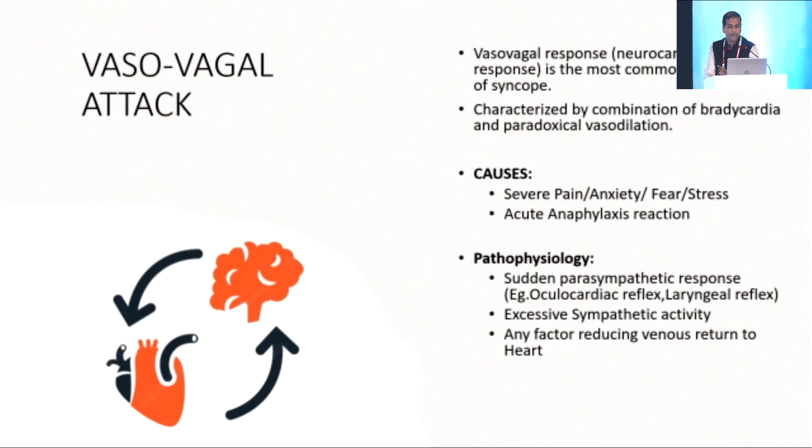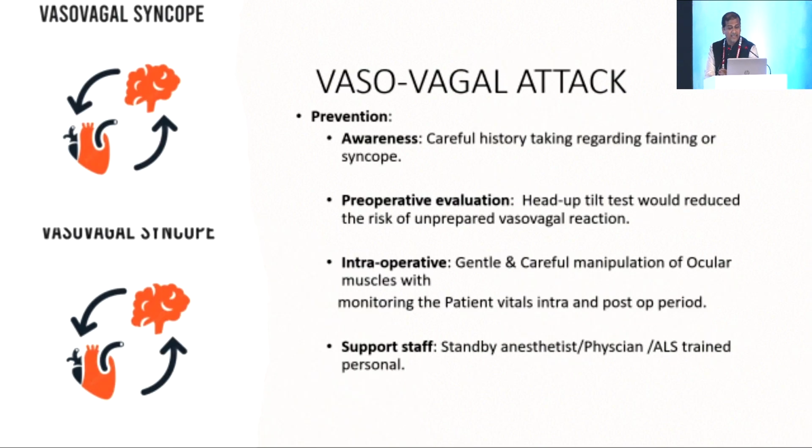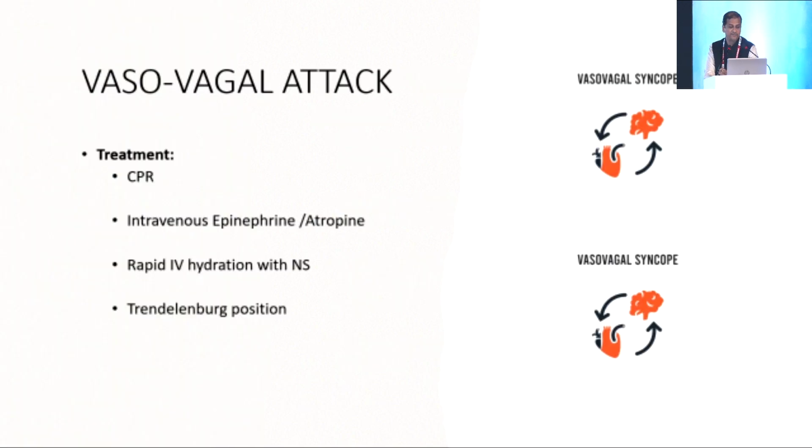The other most important thing which we come across is the vasovagal attack. This can also be prevented preoperatively, with awareness and careful history taking. In the preoperative evaluation, the head-up tilt test can give you signs of vasovagal attacks. Intraoperatively, do your intraocular manipulation very gently and have your support staff.